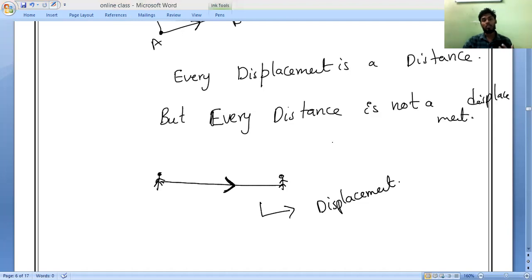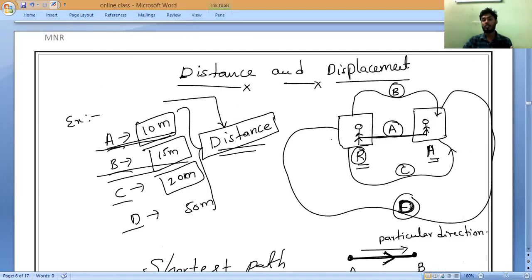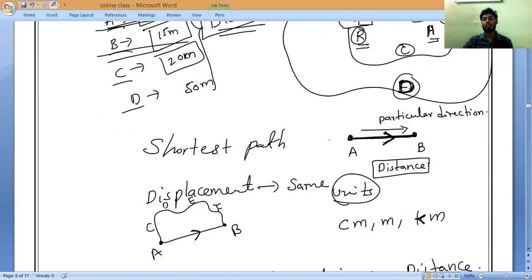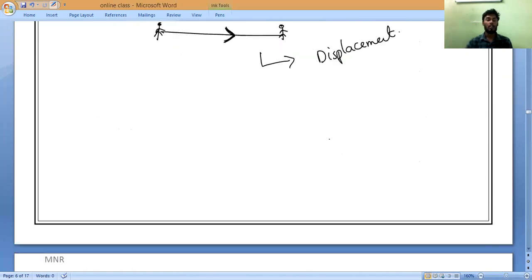Okay. Yes. So this is what distance is and what displacement is. Both we can measure in units, either centimeters or meters or kilometers. Now I want to tell you one thing.